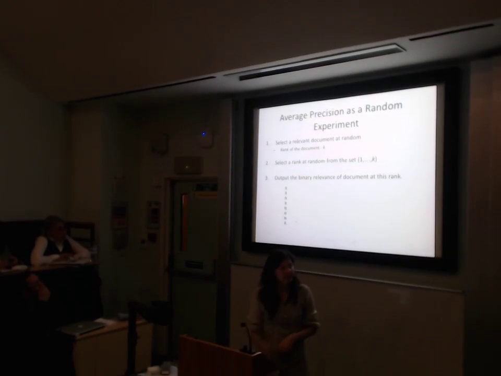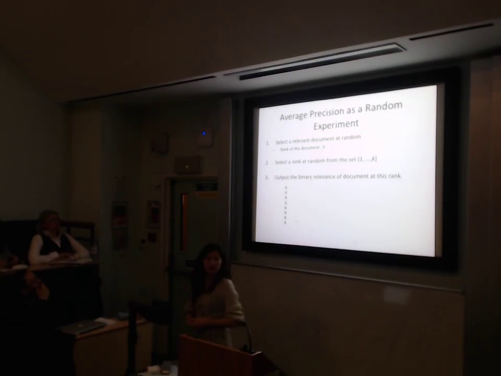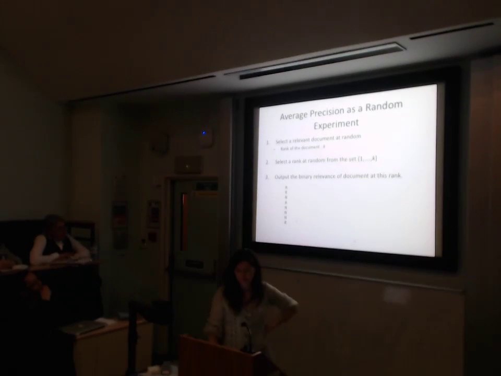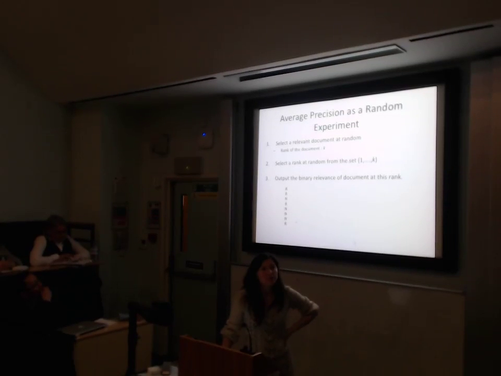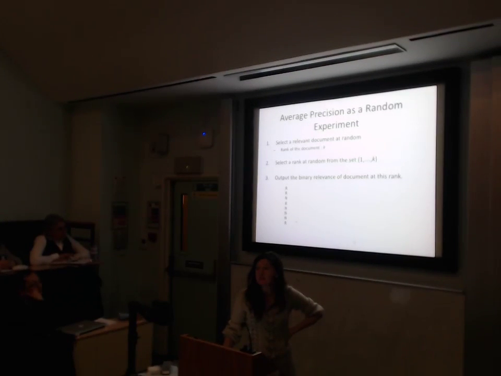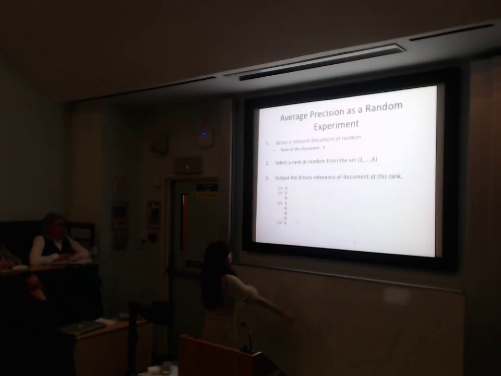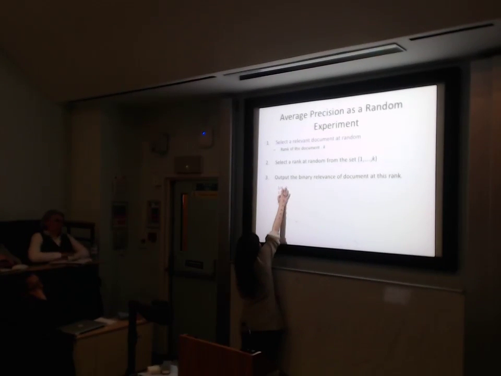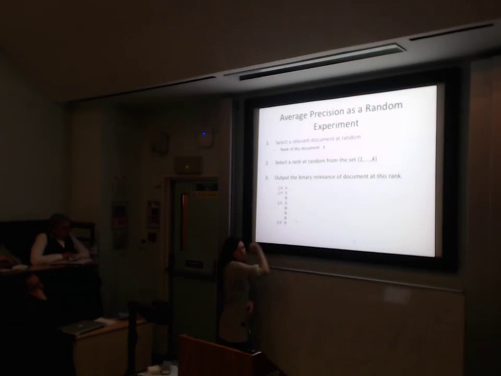So let's have a look again using an example. We can compute the expected value of this random experiment, and it becomes clear that it really is average precision. So again, the first step of our random experiment is to select a relevant document at random. Here in my list, there are four relevant documents. I could select any one of them with equal probability. So with probability 1 over 4, since I have 4, I could select this one, 1 over 4 this one, or this one, or this one. Okay? So that's the first step.